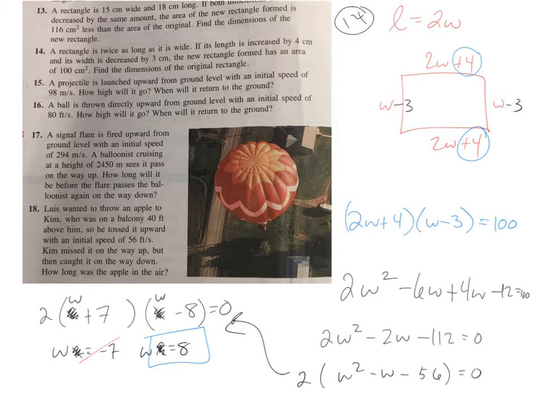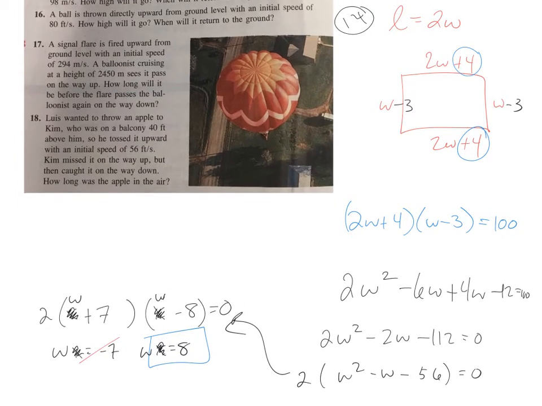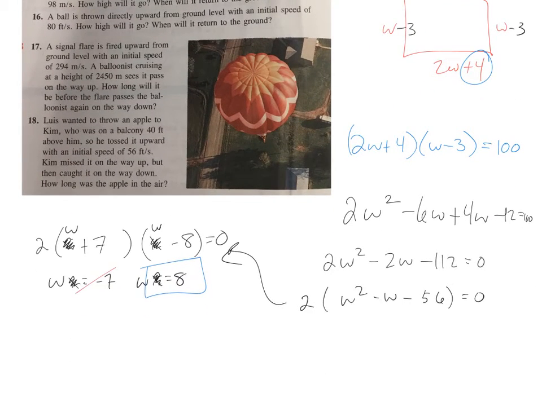So W equals 8. So what does the question say? Find the dimensions of the original rectangle. So what are the dimensions of the original rectangle? W and 2W. W and twice that. So 8 by 16. We all see that? The answer asks about the original rectangle.